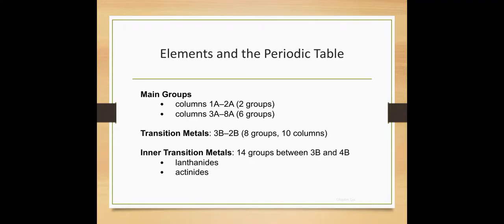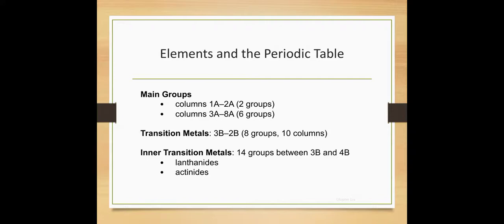Moreover, there are some main groups which are from column 1A to 2A. This basically includes two groups, group 1A and group 2A. And from column 3A to 8A there are 6 groups: 3A, 4A, 5A, 6A, 7A, 8A.